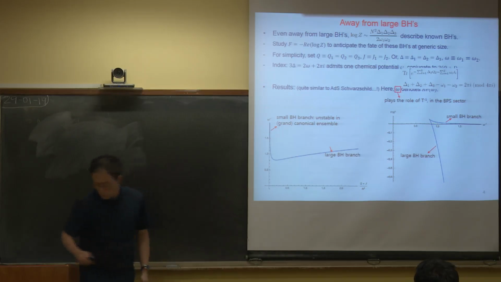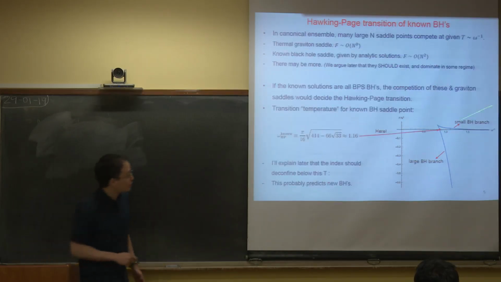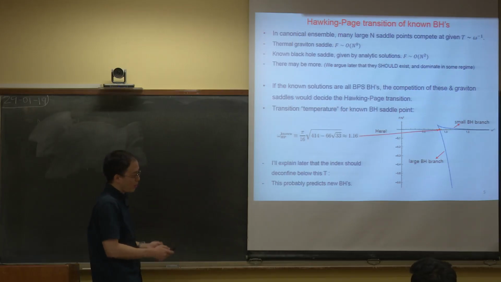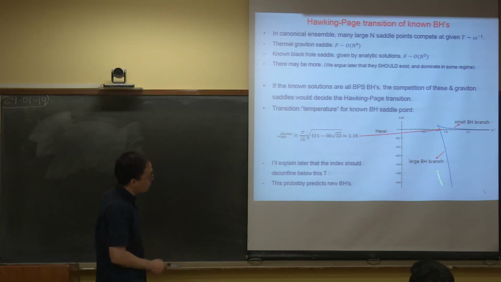So this point will be the BPS analog of the Hawking-Page transition, had the saddle points been the gravitons and this black hole only. Okay? So the Hawking-Page transition is determined by the first black hole, which turned out to beat the graviton saddle point as you increase the temperature. So had this been the older black hole solution known in AdS5 times S5, the Hawking-Page temperature, inverse of that, the Hawking-Page chemical potential would have been this.